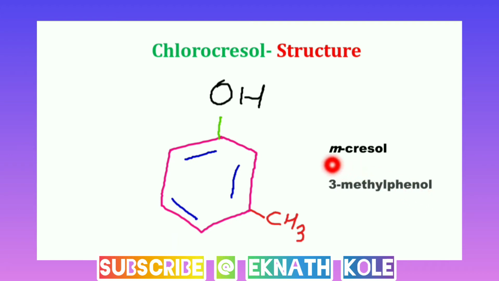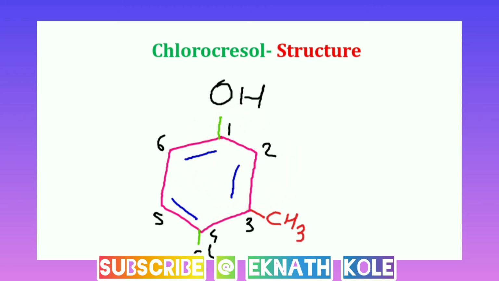If you want to learn how to give the ortho, meta, para positions on aromatic compounds, I will give the link in the description to the video on that topic. Then this is your cresol structure. Then let's see what chlorocresol is. Chlorocresol means you have a chlorine, or chloro group, on the para position, the fourth position. This is the structure of chlorocresol.